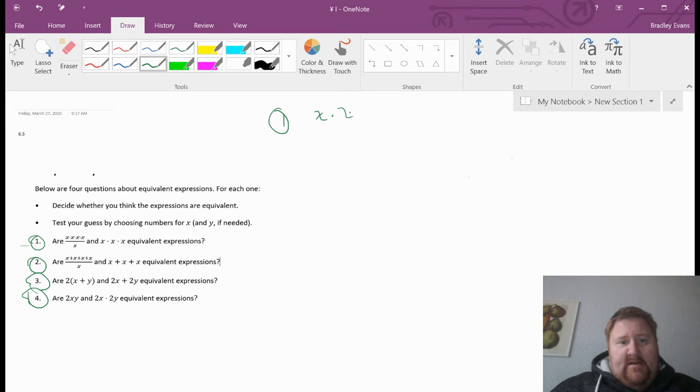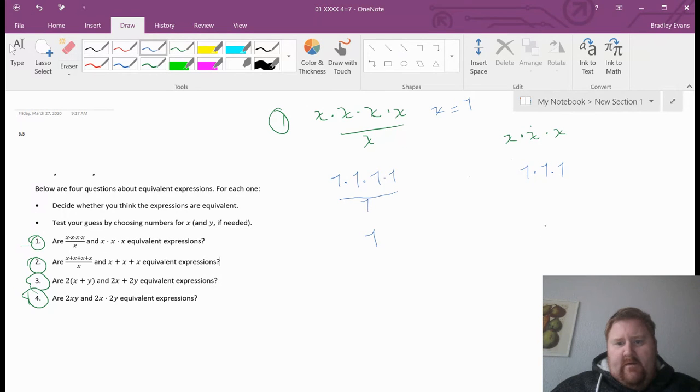The expressions are x times x times x times x divided by x, and x times x times x. So I'm just going to choose the value of 1 right now. I'm going to say that x equals 1. So 1 times 1 times 1 times 1 divided by 1, and 1 times 1 times 1. 1 times 1 times 1 times 1 is 1, divided by 1. That expression is going to evaluate to 1.